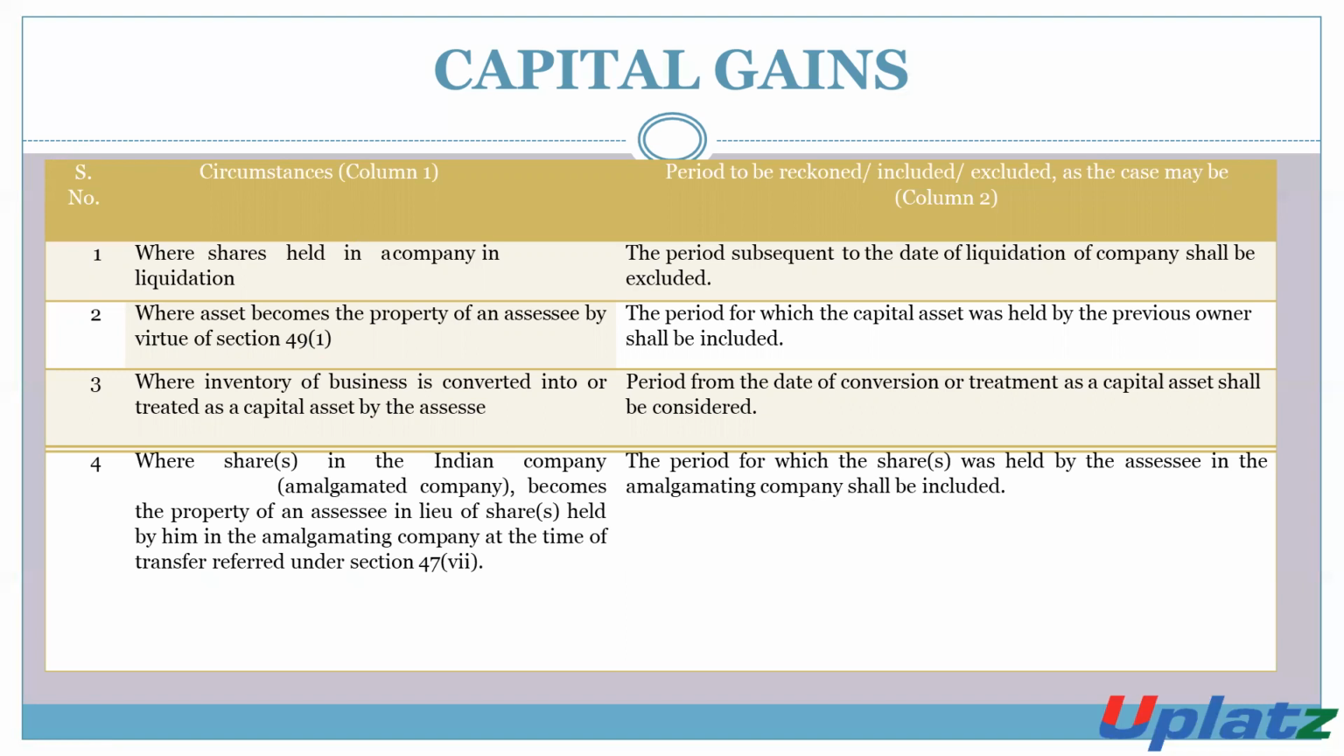Number 2, where assets become the property of an assessee by virtue of section 49 subsection 1. That is, if there is a property of one person, and such property becomes the property of another person by virtue of section 49 subsection 1, we will discuss it in our next class or another class. Section 49 subsection 1 says that if a property belongs to another person and it becomes the property of the assessee by virtue of section 49 subsection 1, then the period for which the capital asset was held by the previous owner shall be included. The period for which the previous owner held such asset will also be included when we compute the holding period.